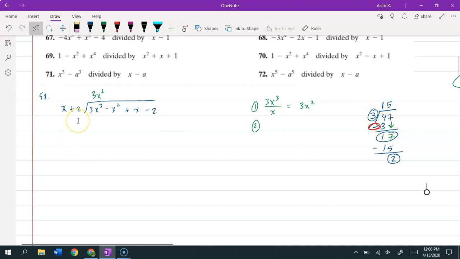So what does that mean for polynomials? Basically in polynomials, you're going to take the x plus 2 and multiply it by the 3x squared. So you're taking everything that is right here and multiplying it by 3x squared. That's the idea. When you do that, x times 3x squared is 3x cubed, and then 2 times 3x squared is 6x squared, so plus 6x squared, right?